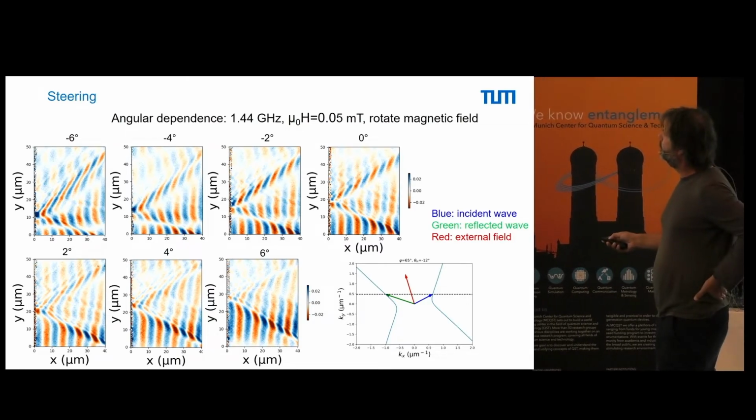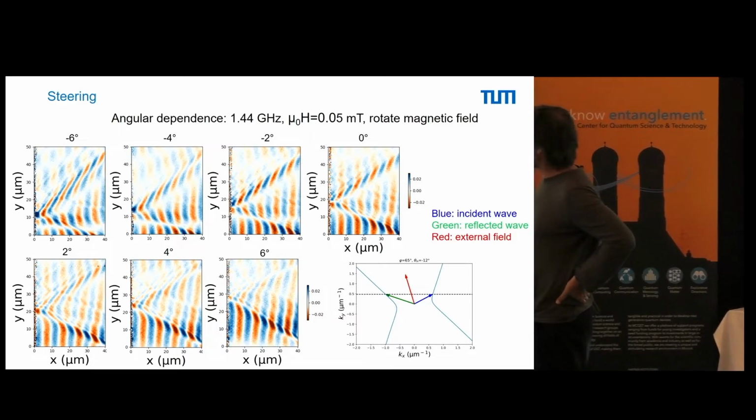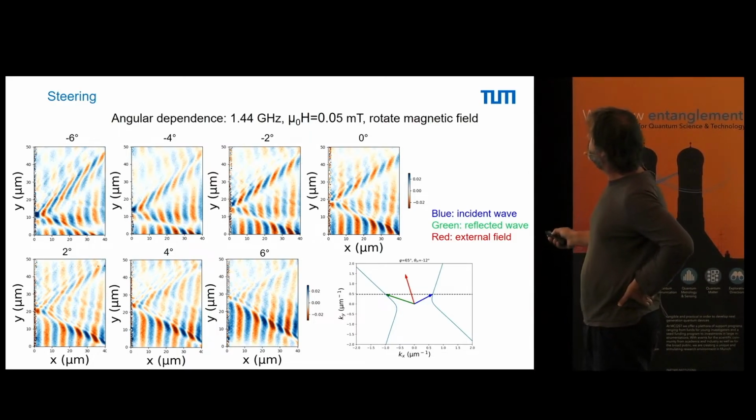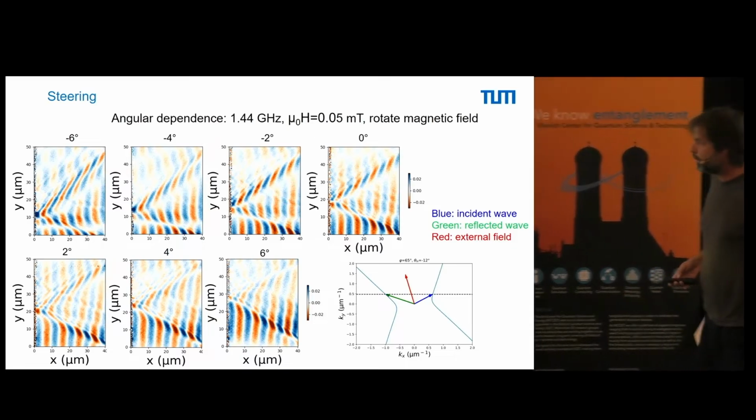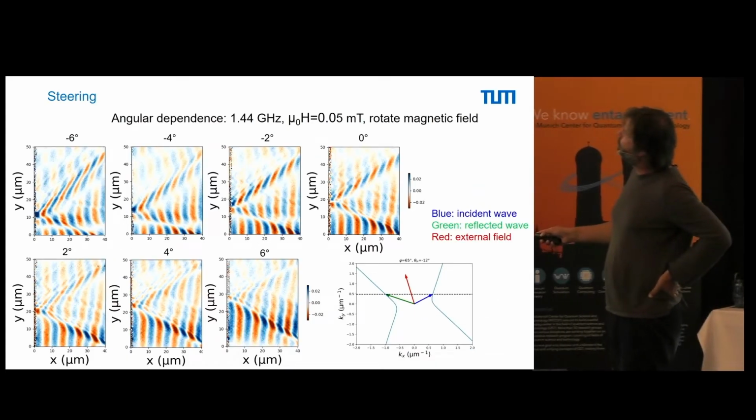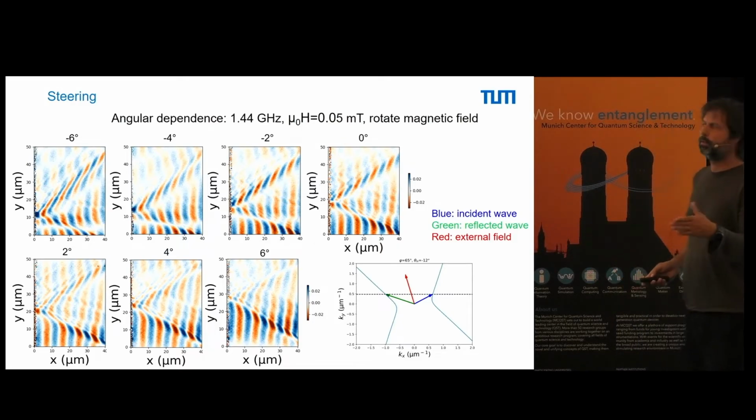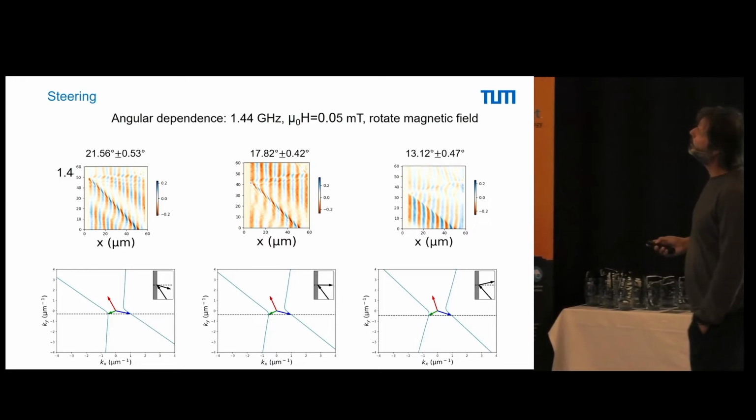So here you see, again, this is the contour line of this isofrequency curve. These are the incoming and reflected waves at this interface, and this red one is the magnetic field direction. And actually this should rotate. What you see essentially is if you rotate the magnetic field, you can steer these spin waves into different directions. You can see this maybe even better here.